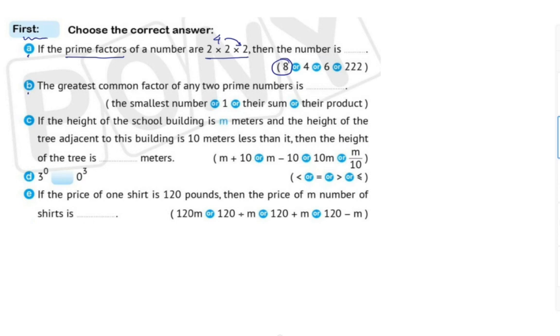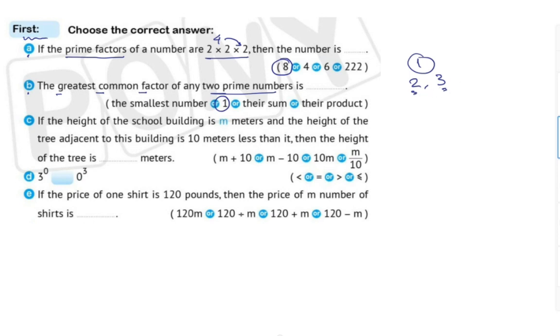Point B, the greatest common factor GCF of any two prime numbers. If you have two prime numbers and I need to get the GCF for them, this GCF will be the smallest number, or 1, or their sum, or their product. Like 2 and 3. 2 and 3 are prime numbers and I need to find the GCF for them. Of course we know that the GCF of any two prime numbers is 1.